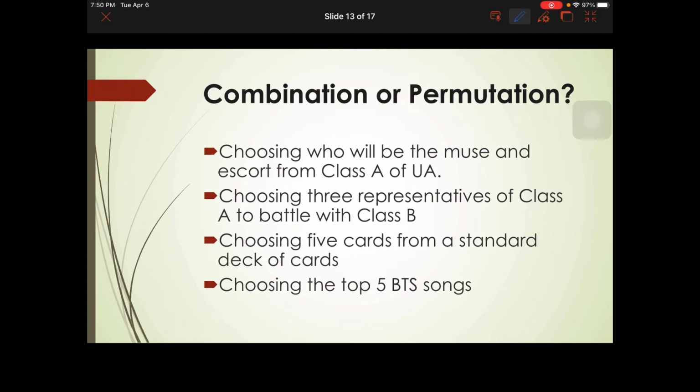So, ito, My Hero Academia. Dahil malapit na ang My Hero, sinong naghihintay? Ako. Anyway.